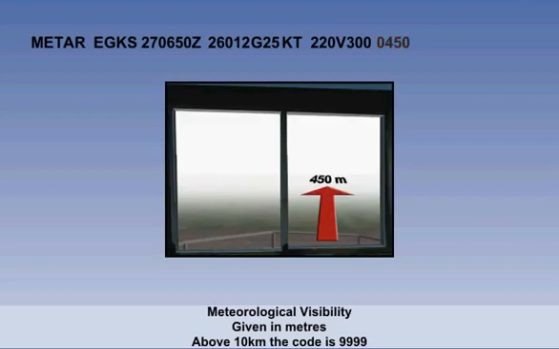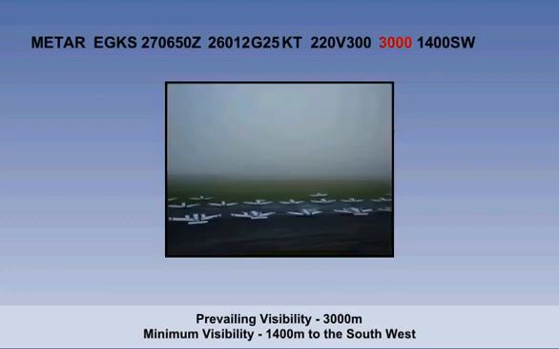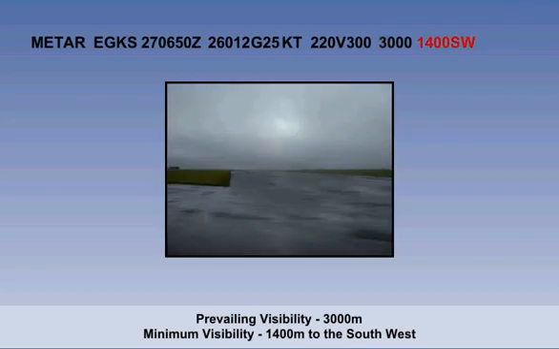Once the visibility reaches 10 kilometers or more, the code figure is 9999. If the visibility in one direction which is not the prevailing visibility is less than 1500 meters, or less than 50% of the prevailing visibility, the lowest visibility observed and its general direction should also be reported. In our example, we have the prevailing visibility of 3000 meters and a minimum visibility of 1400 meters to the southwest.